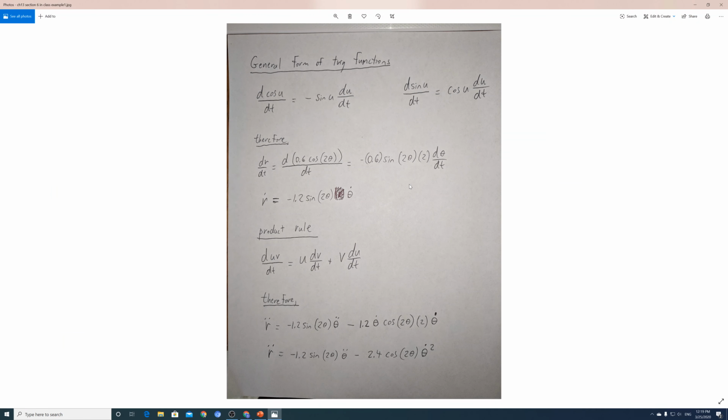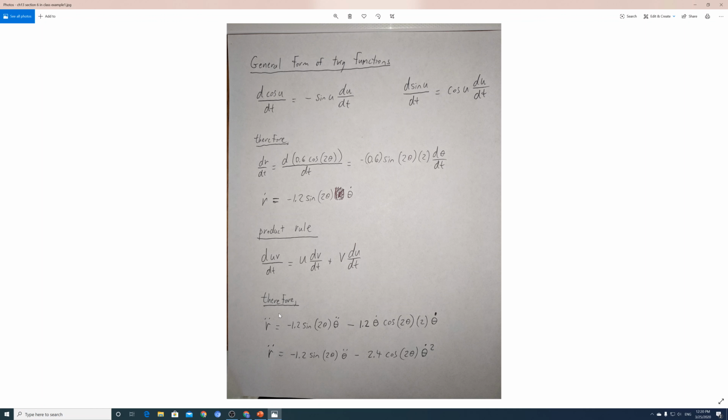Just to look at kind of where this all comes from. For the first part of it, we use the general form for the trig functions, which is essentially using the chain rule. In this case, we're defining u as this term right here, 2 theta. So if we do the derivative using this form, we're going to have minus 0.6 because it's a minus sign, and then u, and then du, which is just 2 times d theta with respect to time, dt. When we write it in the dot form, we're just going to have minus 1.2 sine 2 theta times theta dot.